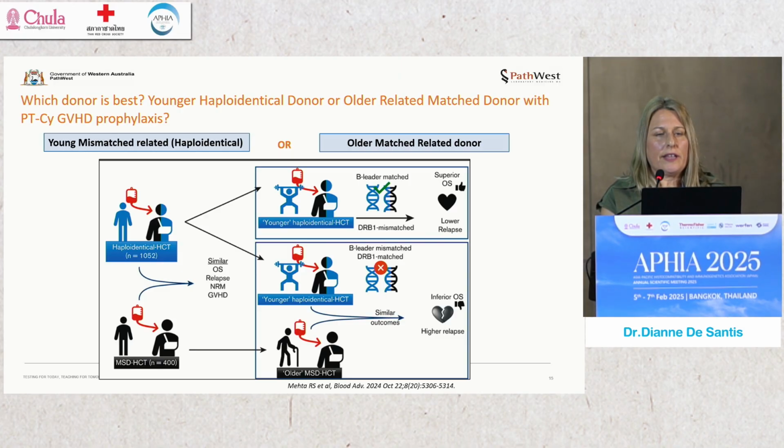Combined age and haplotype matching for donor selection. They compared the use of a younger haplotype donor, who was less than 35 years old, to older matched sibling donor transplants, who were aged greater than 50 years old. This study included 1,052 haploidentical transplants and 400 matched sibling donor transplants, both using PT-Cy as the GVHD prophylaxis.